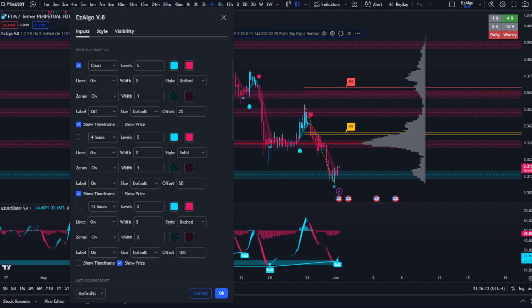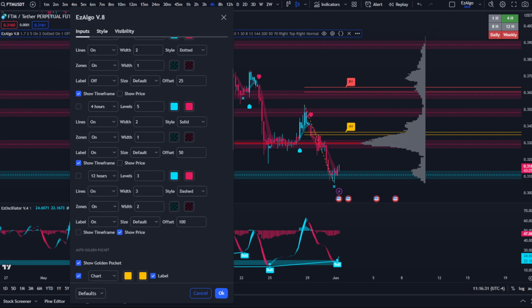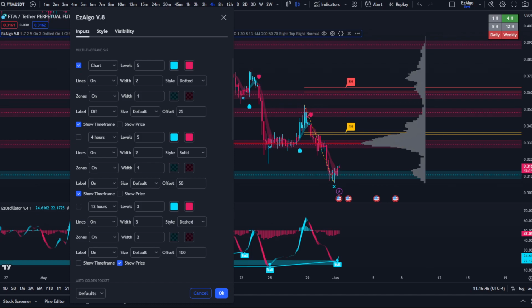So with our SR, you can easily toggle on whatever time frame levels you want. You can choose to show the time frame, show the price, have the current label off. I can turn the label on and it will show me the time frame that I'm on. If you don't know how to use our SR levels, I had made a video previously, but I think many of you know how to use these levels already.